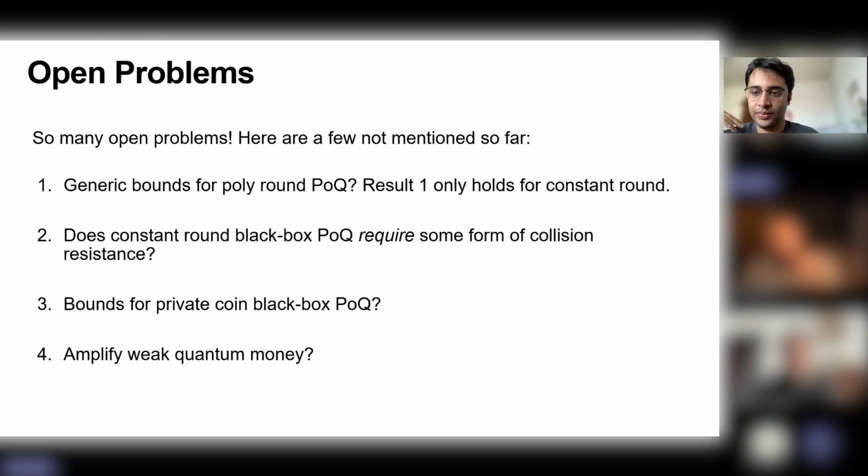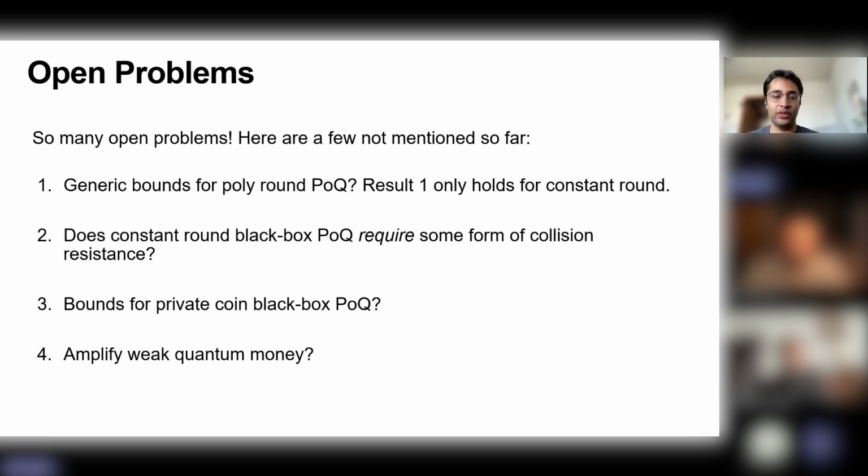So first of all, the generic bounds that we showed, result 1, which was that either everything collapses to 2 rounds or it requires cryptography, only holds for constant many rounds. Can we show some generic bounds for polynomial round proofs of quantumness? It seems really hard because of some issues I mentioned earlier, and our techniques only get us constant rounds because of similar bootstrapping issues.